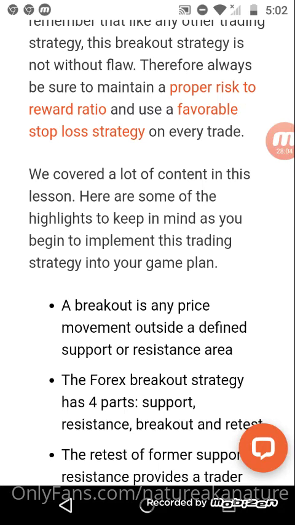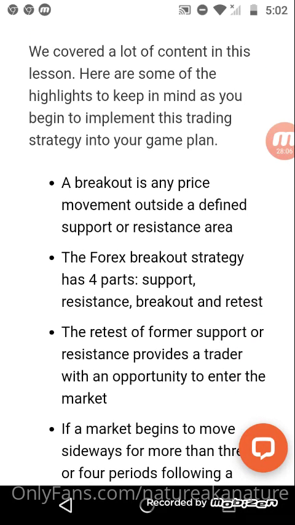So Forex breakout strategies have 4 parts to it. You have to find the support, you have to find the resistance, you have to find out when it's going to break out, and you have to find out when it's going to retest. Those are the 4 parts to a breakout strategy: the support, the resistance, the breakout, and the retest.